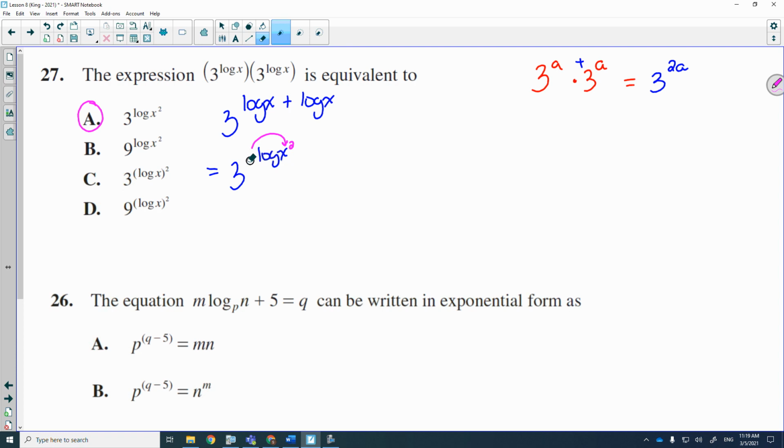The other way is if you see log of x plus log of x, what law could you apply here? The product law. So jot this one down as well, because you might see this one even more. The product law says we have to multiply the arguments. So that would be x times x. That would be 3 log of x times x, which is x squared, which gives us A no matter which way you do it.